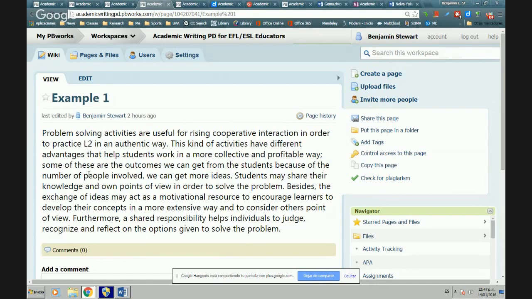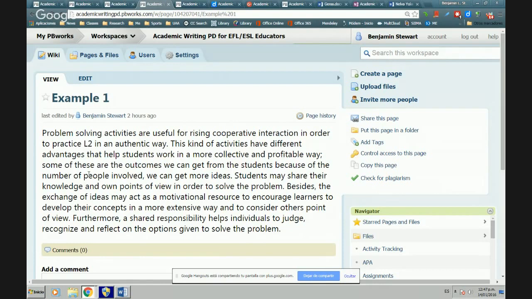Right. Students may share their knowledge and their own points of view in order to solve the problem. Students may share their knowledge and own points of view in order to solve the problem. Sometimes also, in order to, it is not like operations. Which one? Like students, in order to. I have found that students, and I used to do that, overuse the "in order to." Yeah.